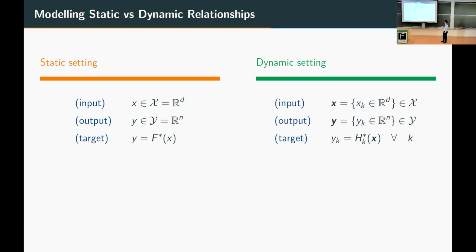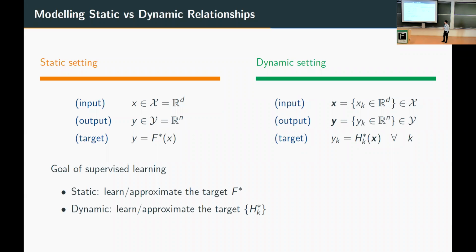So for each index k, the output y_k can potentially depend on the entire input sequence, right? And this could also depend on the time index k. So this H star k is actually a functional that maps this input to the output. And the goal of supervised learning in this case, instead of learning a function f star, you're now learning the sequence of functionals H star k, or you can also think of it as an operator.